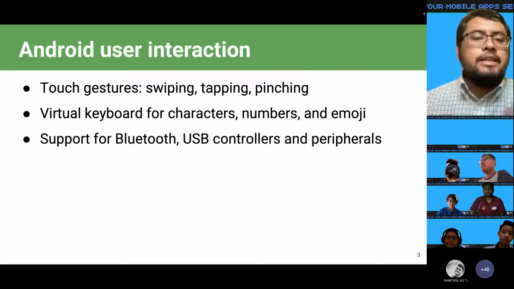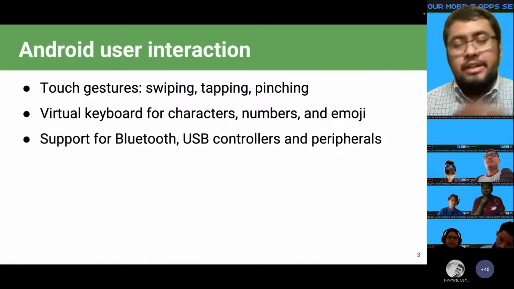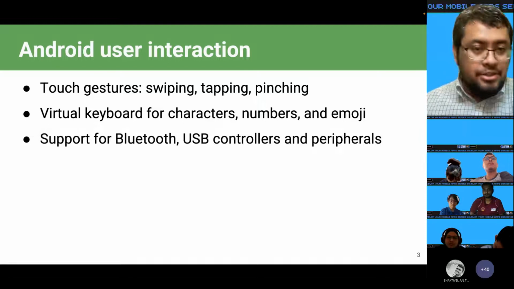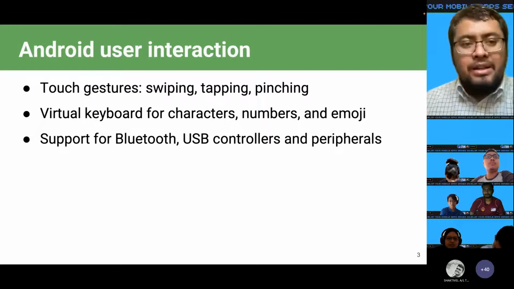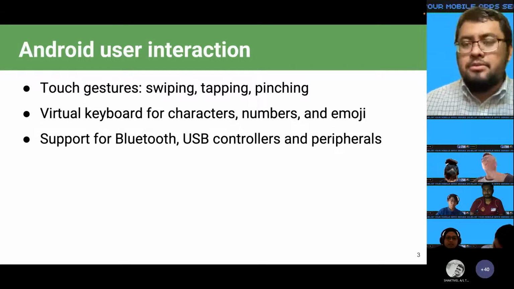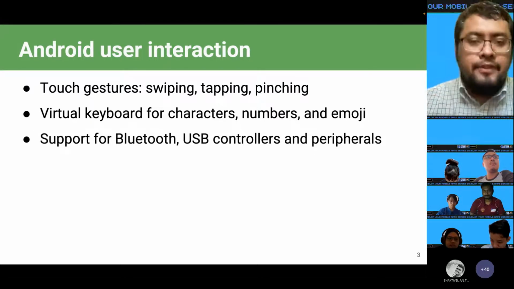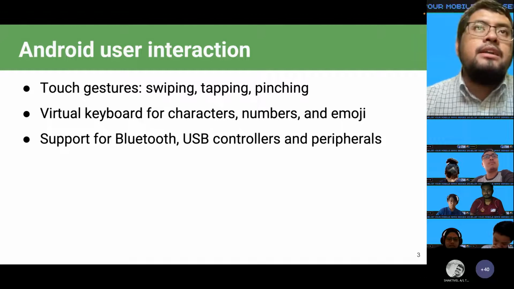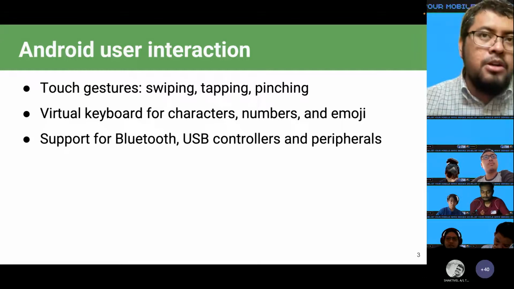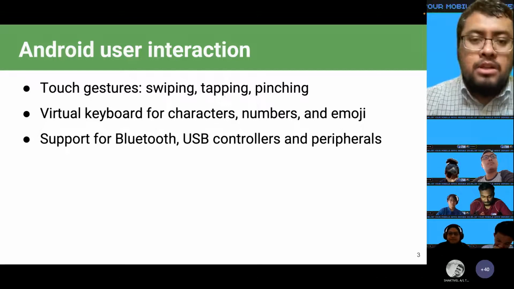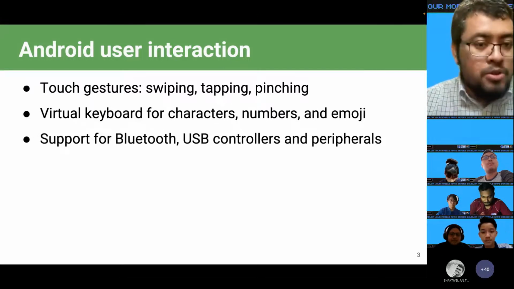As I mentioned, most phones nowadays rely heavily on touch screens, so it is optimized for touch gestures. Normally we will swipe, tap, click, pinch, and so on. And because there's no physical keyboard, we also rely on the virtual keyboard for typing, not only for characters but also for emojis.